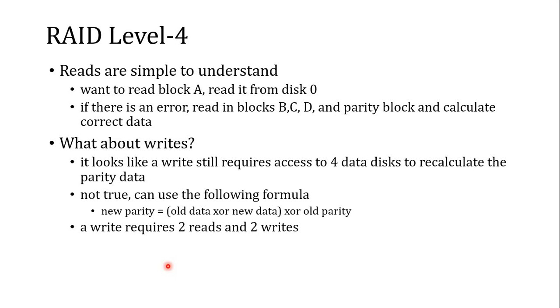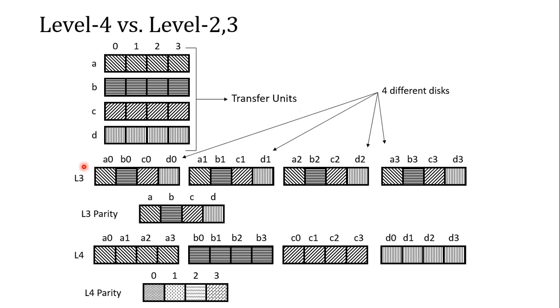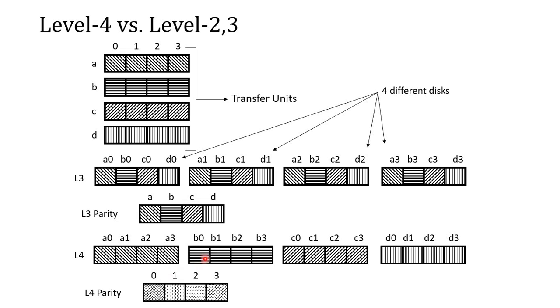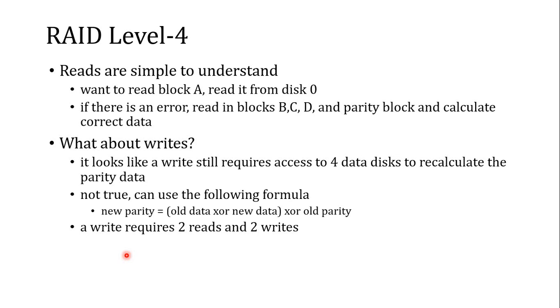Reads are simple to understand. If someone wants to read block A, it is read from disk 0. It just goes to block A and reads it from disk 0. But if there is an error, it must read blocks B, C and D and the parity block and calculate the correct data. So it reads blocks B, C and D, checks with the parity, and then finds the original data of block A.